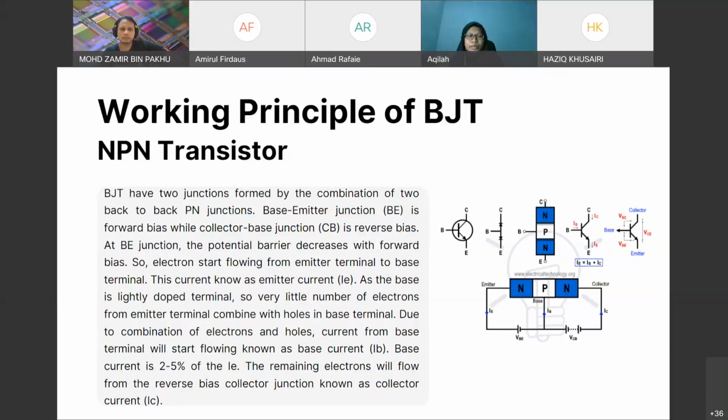This current is known as the emitter current. As the base is lightly doped, very few electrons from the emitter terminal combine with holes in the base. Due to the combination of electrons and holes, current from the base terminal starts flowing, known as the base current. The base current is about 5% of the emitter current. The remaining electrons will flow through the reverse-biased collector junction, known as the collector current.